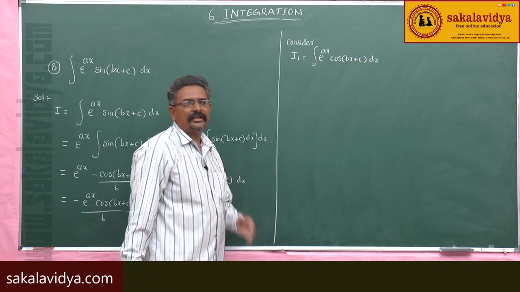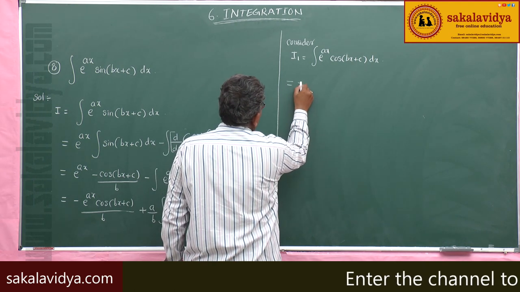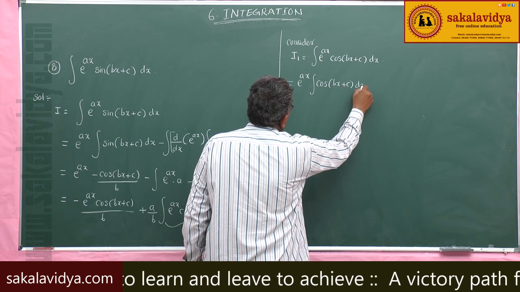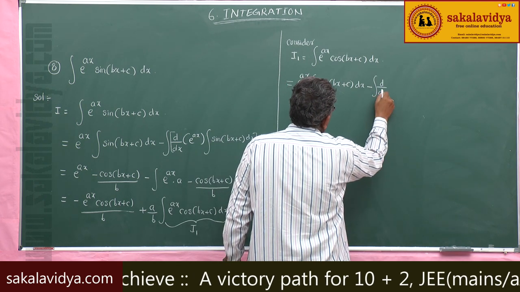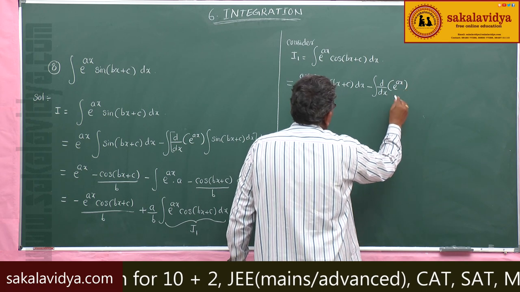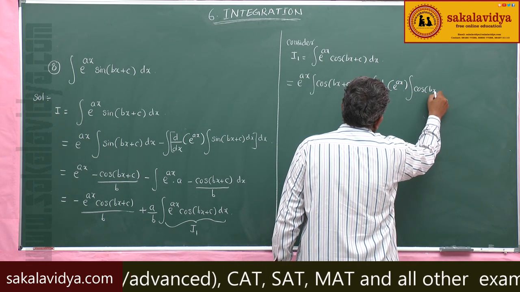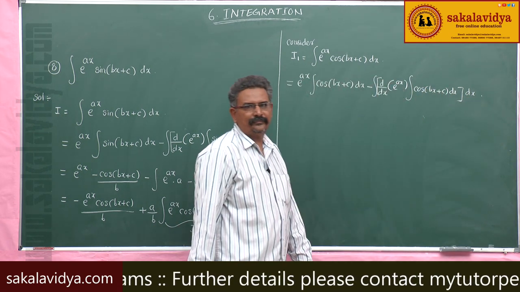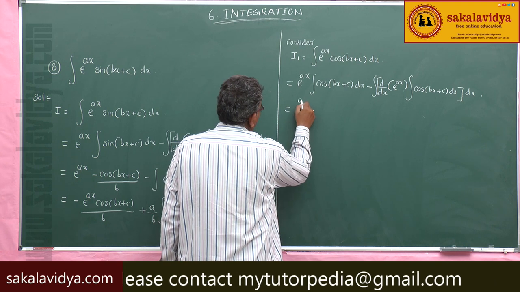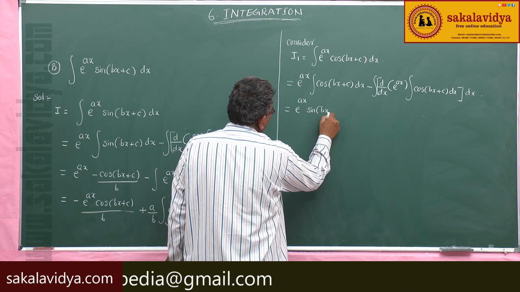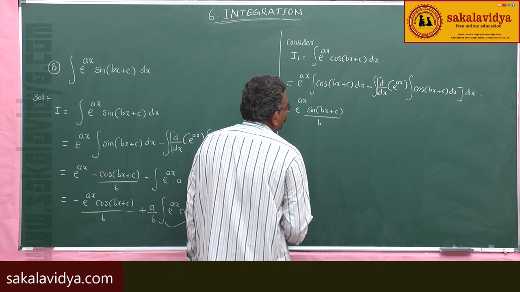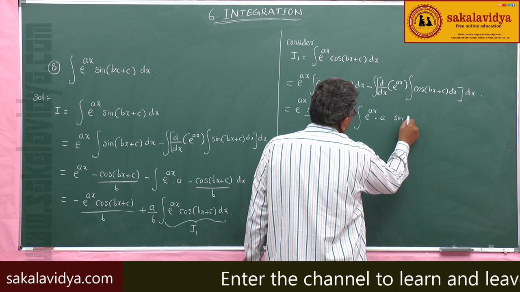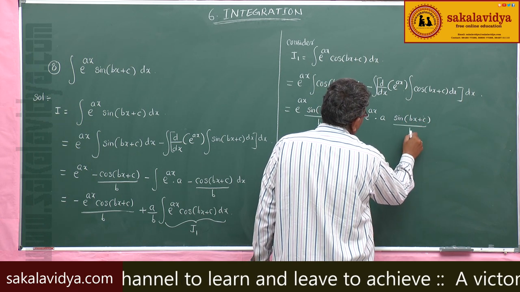Again applying the integration by parts rule. So e power ax, integral cos of bx plus c dx, minus integral d by dx of e power ax and integral cos of bx plus c dx, and whole dx. Okay. Now e power ax, this is sin of bx plus c by b, minus integral e power ax into a, this will be sin of bx plus c by b dx.